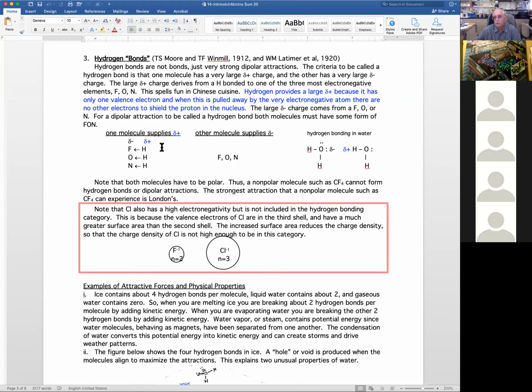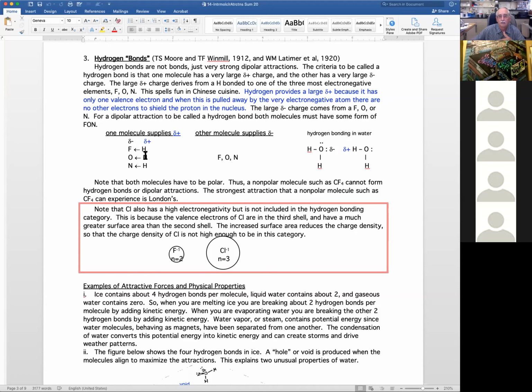But the reason why the hydrogen is important is because unlike any other element, hydrogen has only one electron. And when you start to pull that one electron away, you're partially de-shielding the nucleus. Any other element, if you pull one electron away, there's all the other electrons beneath it that are still shielding the nucleus. So this is why it's known as a hydrogen bond, because the hydrogen supplies the very large partial positive.